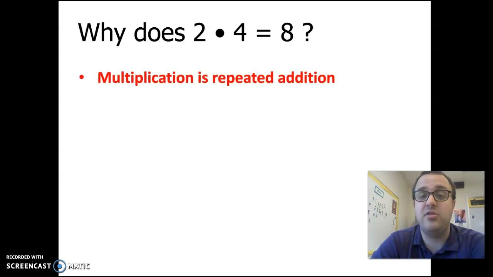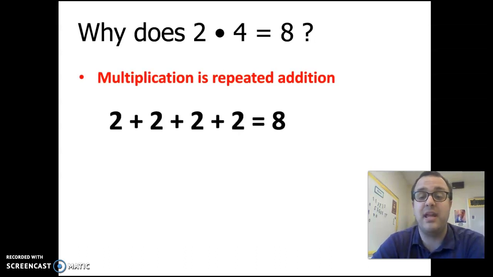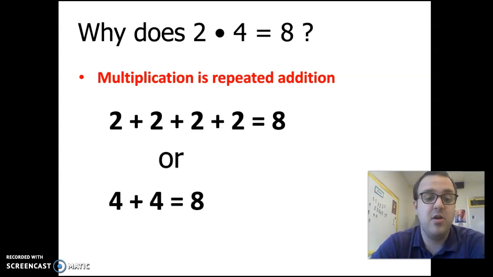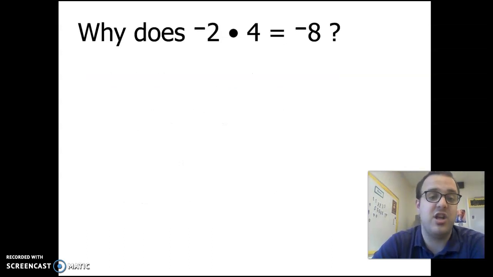So why does 2 times 4 equal 8? Well, it's because multiplication just means repeated addition. So it's 2 plus 2 plus 2 plus 2, which is 8. Or you could think of it as 4 plus 4, because there's 2 4s, so it's like that repeated addition, okay?